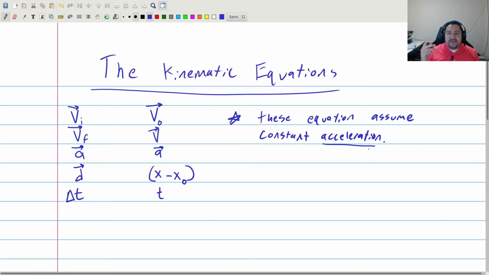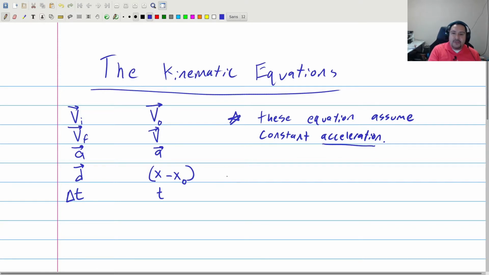So an object that's falling without air resistance would have constant acceleration. A car that's speeding up might have constant acceleration for a while, but as it approaches its top speed, its acceleration starts to change, and then these equations will no longer be valid. The moment something changes the acceleration, the moment the equations all change. So you need to be very careful when you think about this. Okay, so what are the kinematic equations?